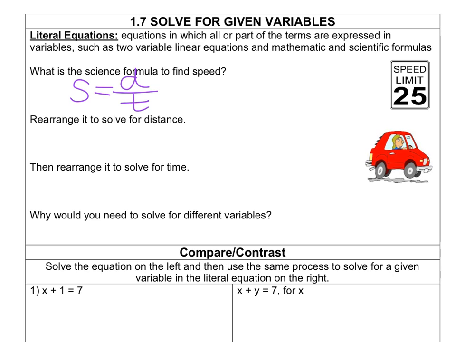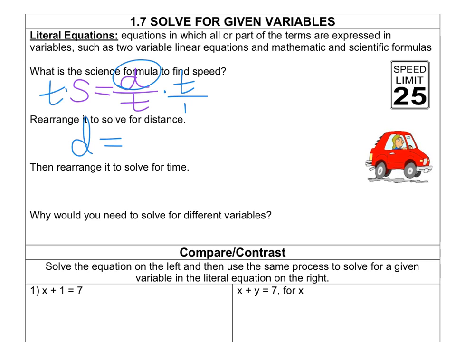But maybe we know the speed and time and want to find distance. So let's rearrange this equation to get distance by itself. So I want my equation to be d equals. So if I want to get d by itself, what do I need to do with time to get it to the other side? Well, I'm dividing distance by time, so the opposite of dividing would be to multiply. So I would multiply each side by time.